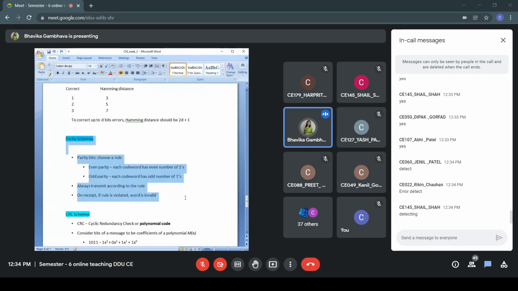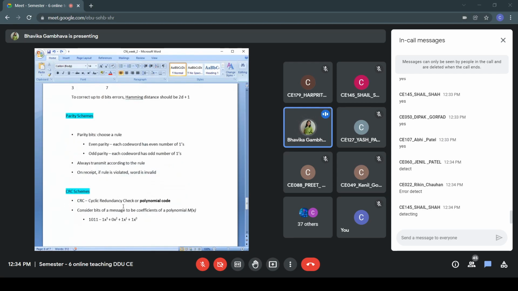So this you will be doing on your own. Please note it down so that you don't forget it. And now I'll be very quickly teaching you the CRC scheme, that is, cyclic redundancy check.